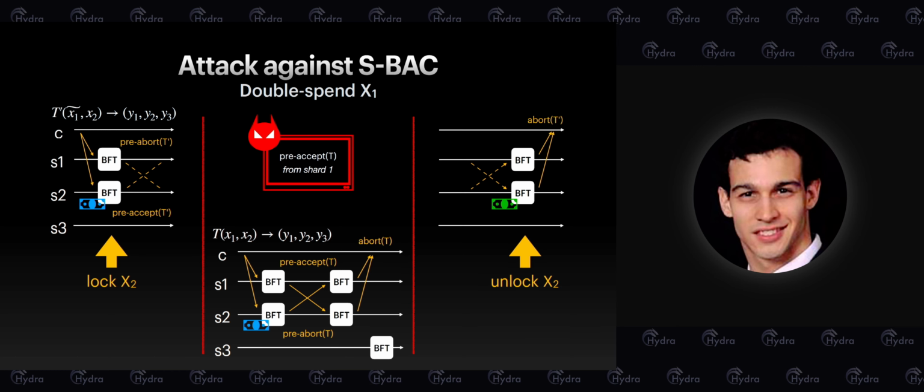So now the first transaction T prime keeps going. What happens is that the pre-abort T prime hits shard 2, which says, all right, shard 1 wants to abort, so I unlock X2 and I emit abort, and shard 1 already said abort, so transaction T prime aborted. So now nothing happened on the system. However, the attacker recorded pre-accept T emitted from shard 1.